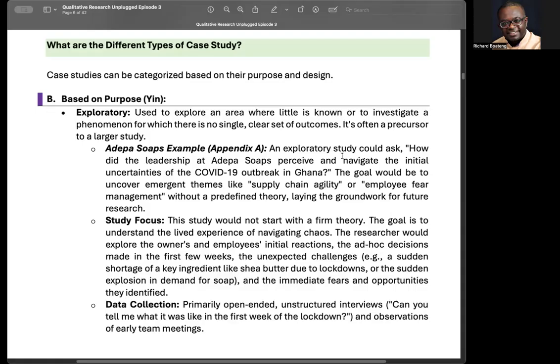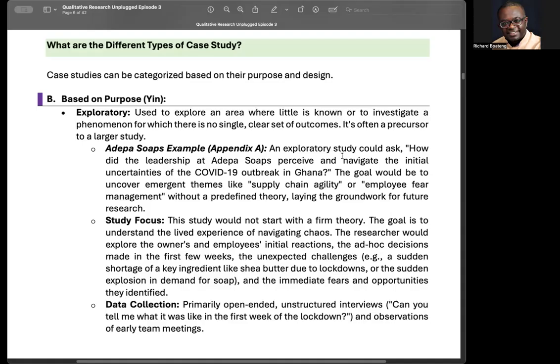It's about understanding the lived experience of navigating that initial chaos. Okay, then we have descriptive case studies. Right. A descriptive case study aims to provide a rich, detailed narrative or profile of a phenomenon within its real-world context. Unlike exploratory, it usually starts with some kind of guiding descriptive theory or framework that tells you what aspects to focus on. Now, it's more focused than exploratory.